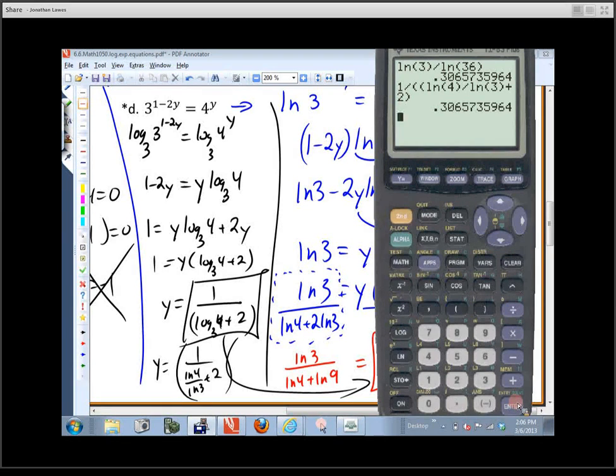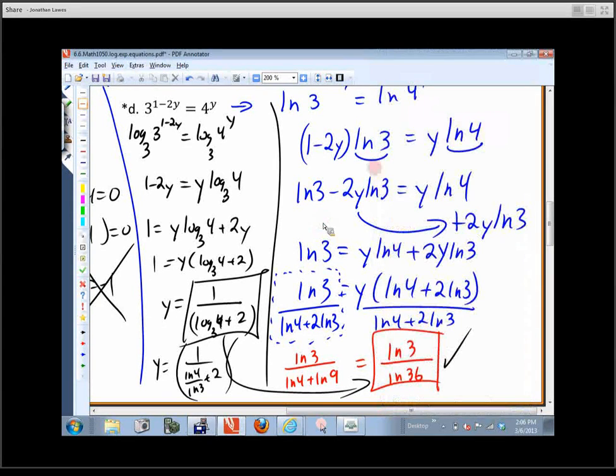Exactly the same answer. Okay? Why would using the ln be a little bit better? Because it's on your calculator, okay? And this is just a nice kind of closed form here. This looks a little bit ugly, okay? You could do a log base 10 also.